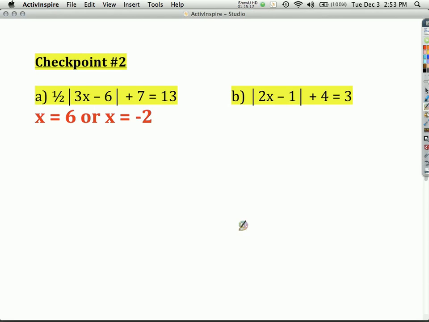Now, this is not meant to make anybody feel bad, but the person who suggested the other answer would have known that they got the wrong answer if they had checked. If you had plugged your answers in, you would have seen that they don't work. And that would have been a clue that you made a mistake somewhere.